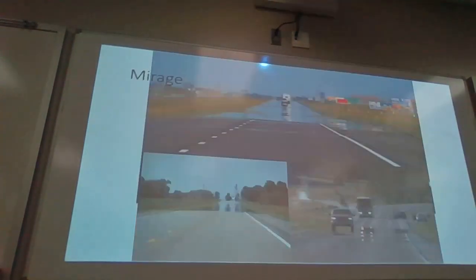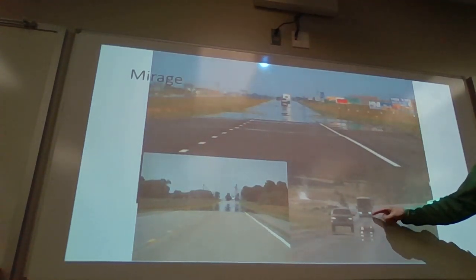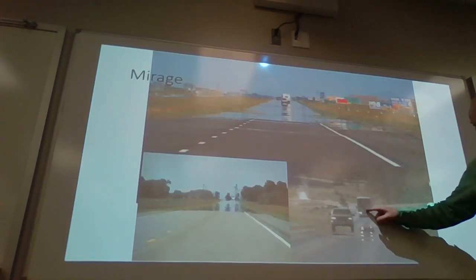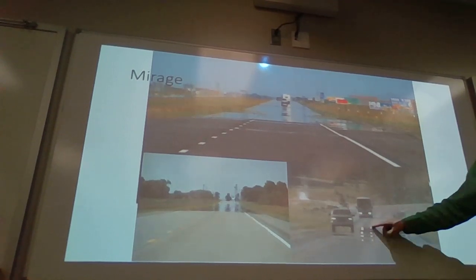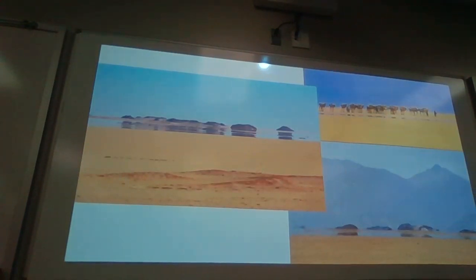Okay, so here, this isn't a really great picture, but I like it because the headlight light would be hitting this part of the street, but it's being bent up, and you think you see an image right there. Here's some pictures of mirages, actual mirages in the desert.